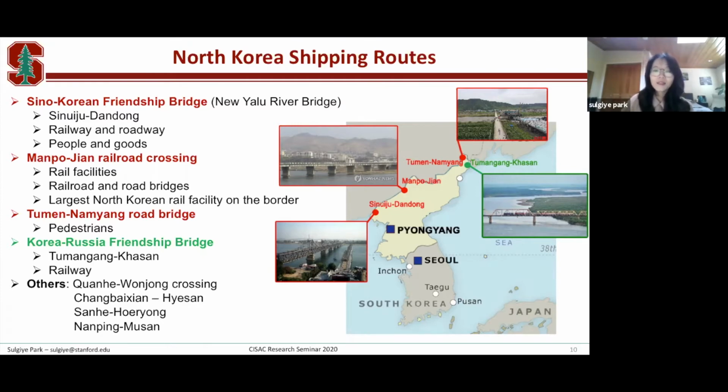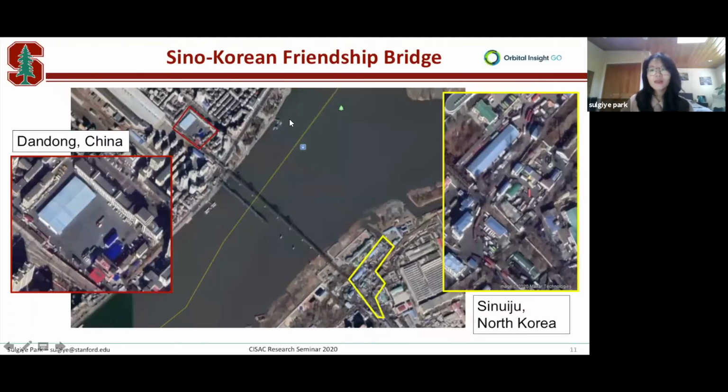Now let's take a closer look at the Sino-Korean Friendship Bridge. The bridge connects the city of Dandong from China to the city of Sinuiju on the North Korean side. Now on either side of the bridge, we see these truck warehouses as well as the customs area. So these two truck warehouses were then selected as the regions of interest over which we applied automated analytics to count trucks and trailers. So here's one snapshot of our results.